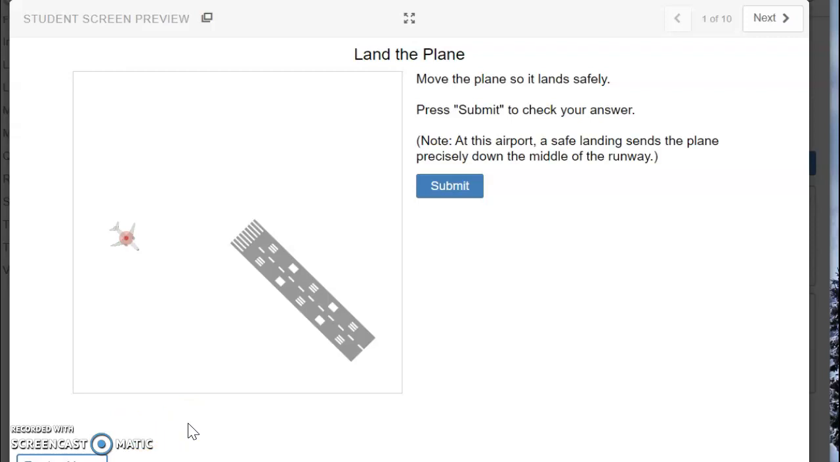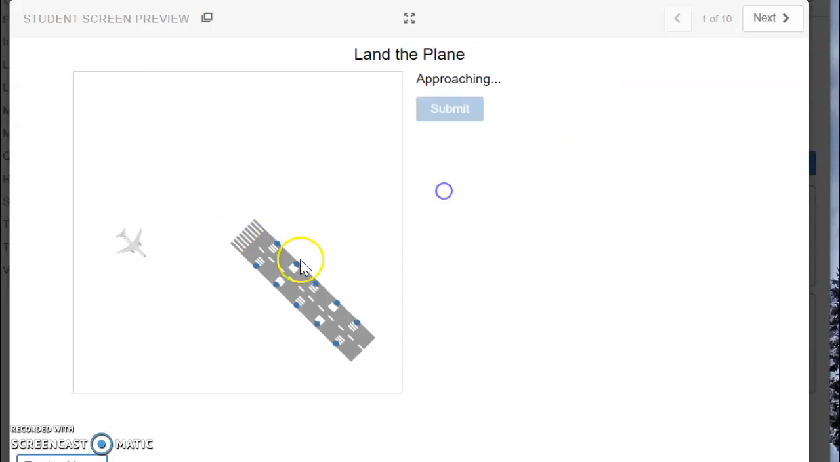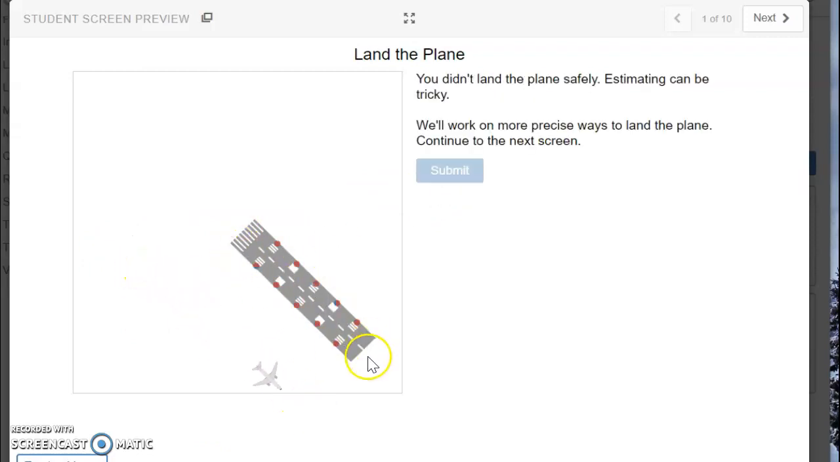Okay, here it just says move the plane so it lands safely. Press submit to check your answers. If I just say submit as it is, it's not going to land on the path, right? So we need to move this plane differently. So let me redo this, okay?